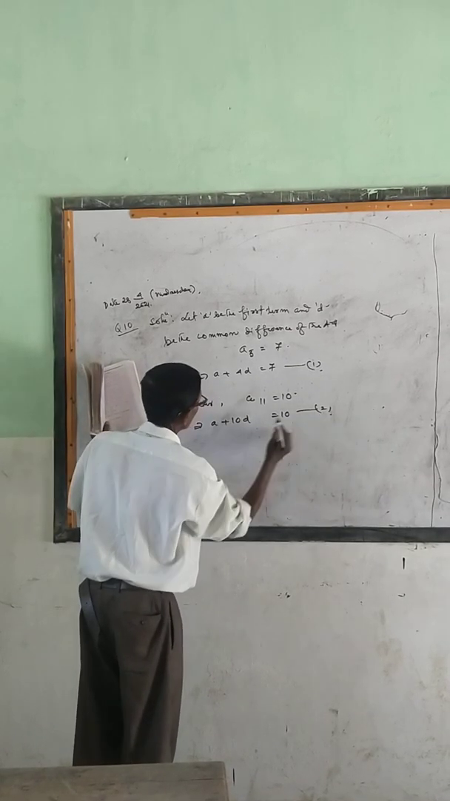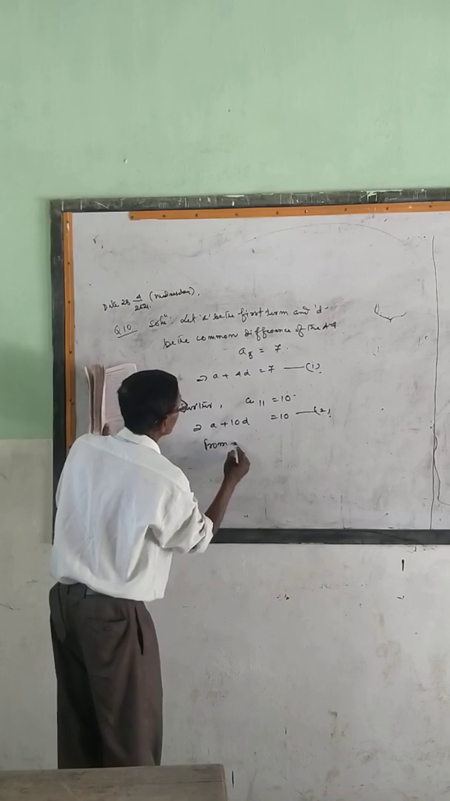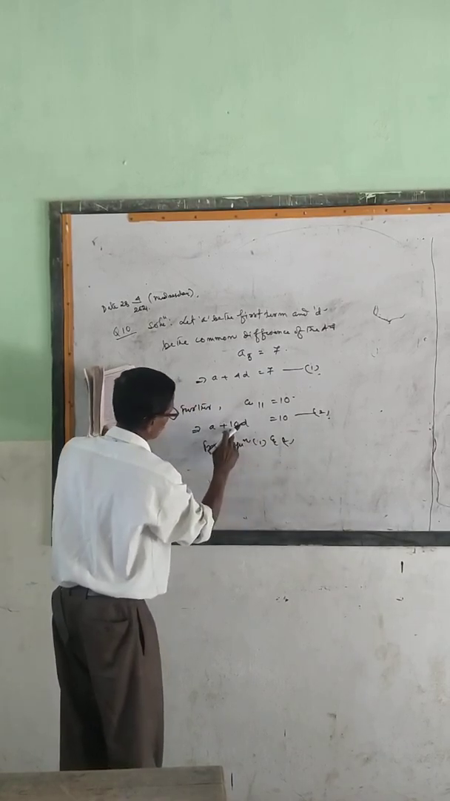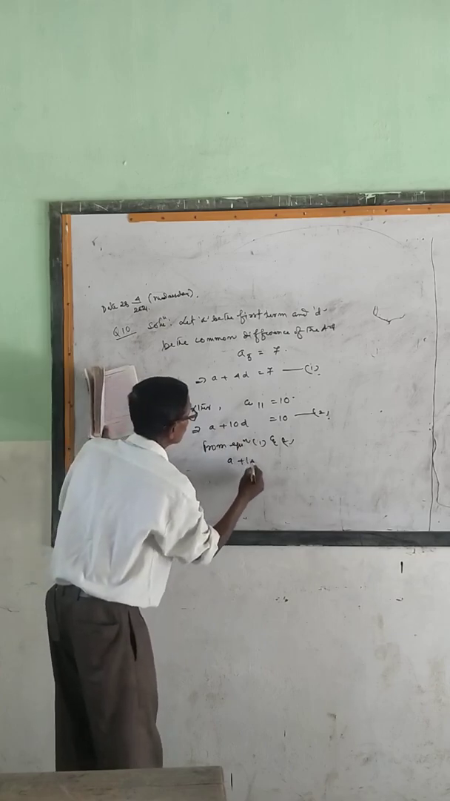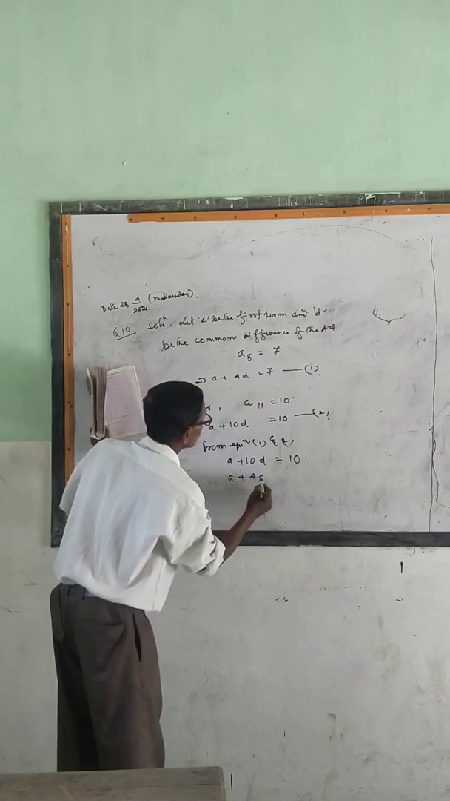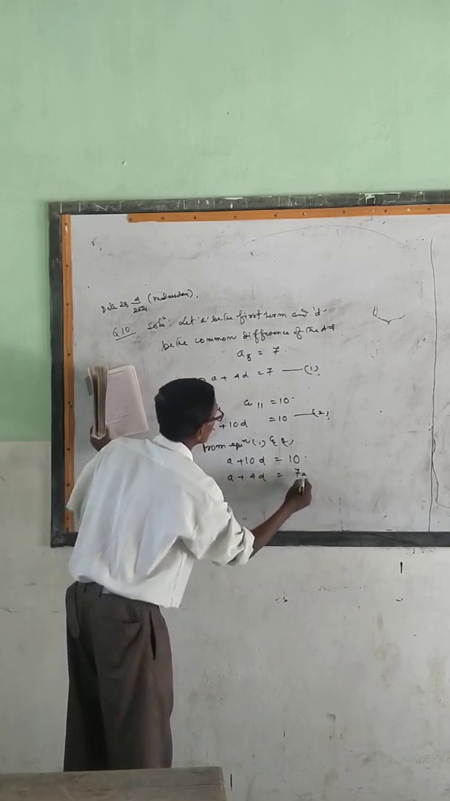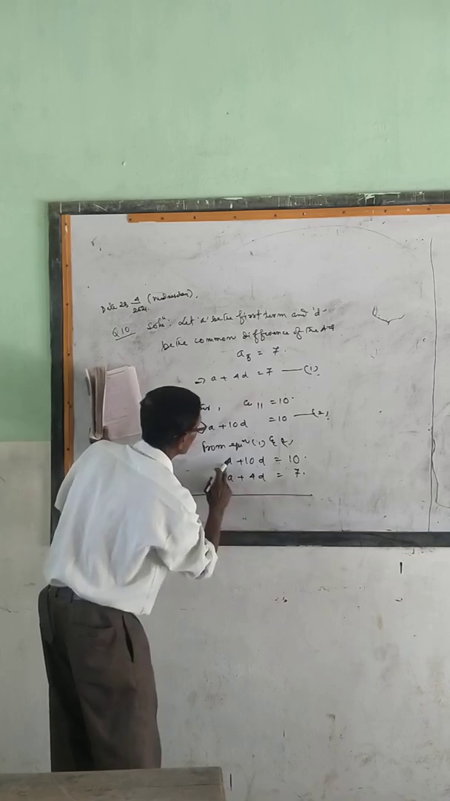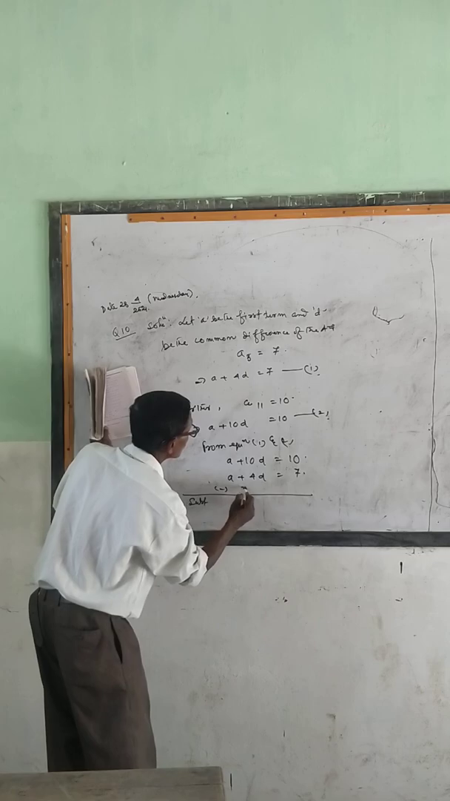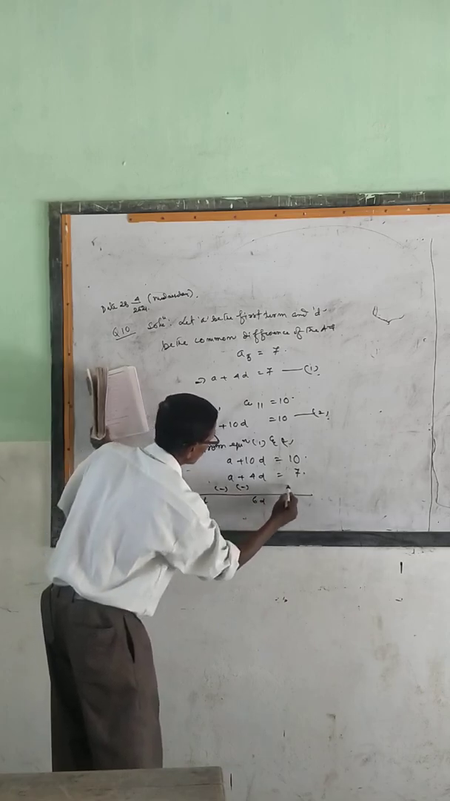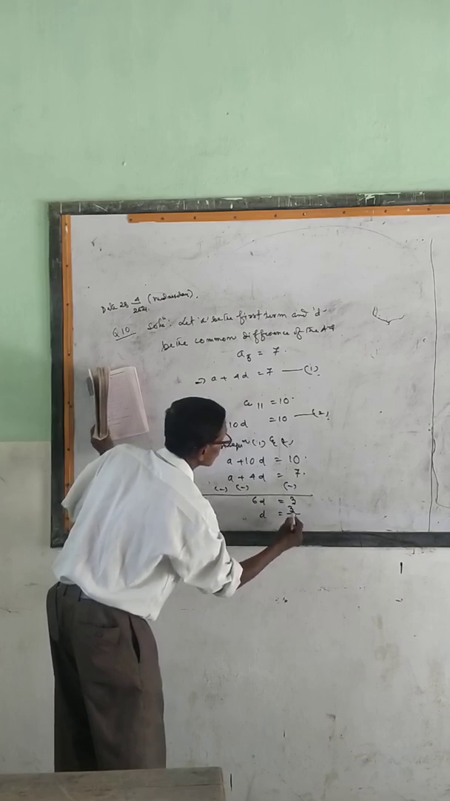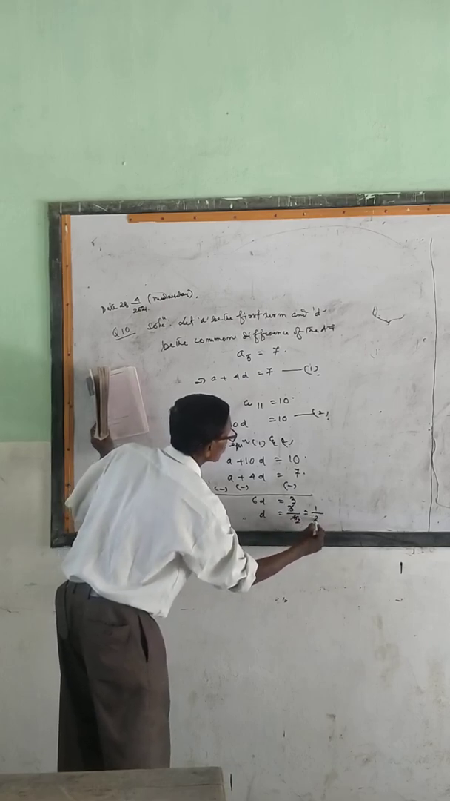This is equation 2. So from equations 1 and 2, let us write this one on the top first: A plus 10D equals 10. Another one, A plus 4D equals 7. Both have the same sign, so we have to subtract. A will cancel. So what do we get here? 6D equals 3. So D equals 3 by 6, which is 1 by 2.